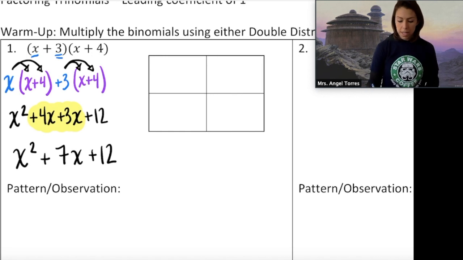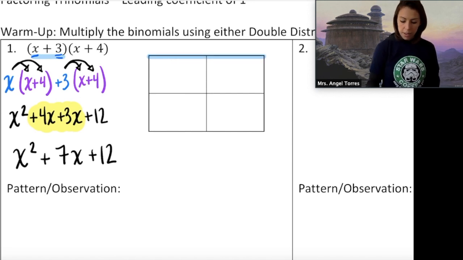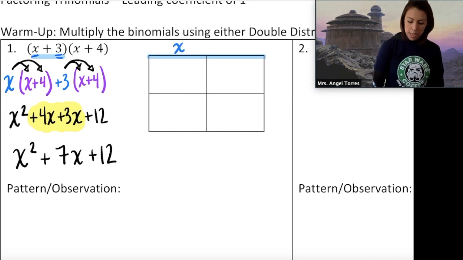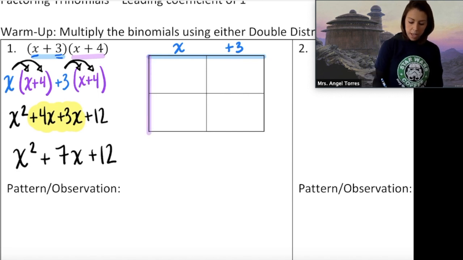Now the other method that we could have used here instead is called the box method or the window method. For the window method, you take that first binomial and place it across the top. So we break that first binomial up into x and positive 3. Then you take the second binomial, x plus 4, and write it across the side. So we have x and our positive 4.